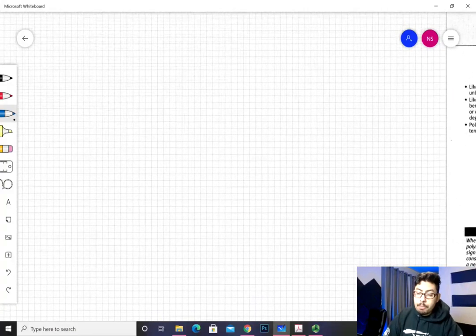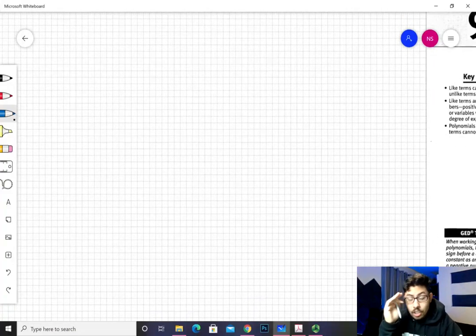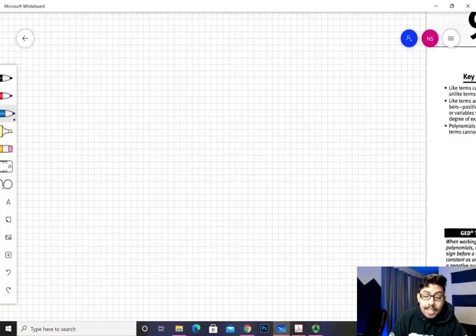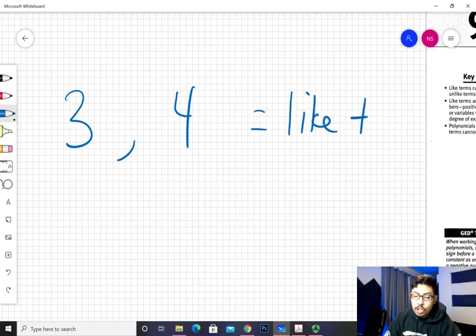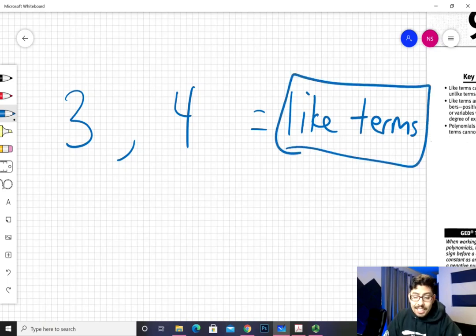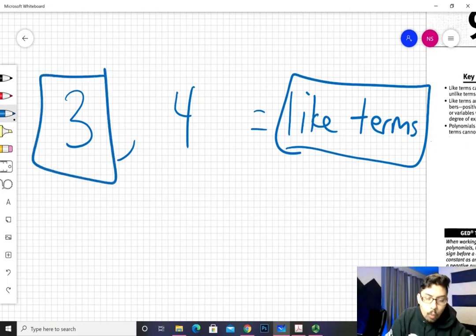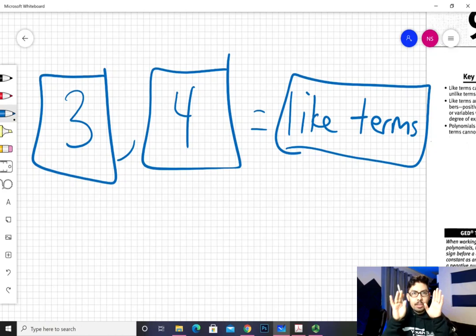First things first, you need to master like and unlike terms and differentiate the two. Let's say we're given 3 and 4. These, my friends, are like terms. Why are they like terms? What does like terms even mean? Like terms just means your two, I don't want to say numbers because we're dealing with polynomials, but think of it like your 2 or maybe 3 or 4, it doesn't matter, your terms, your items. This is one item and this is another item.